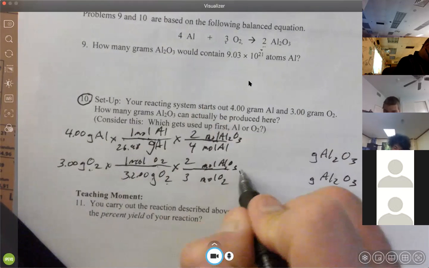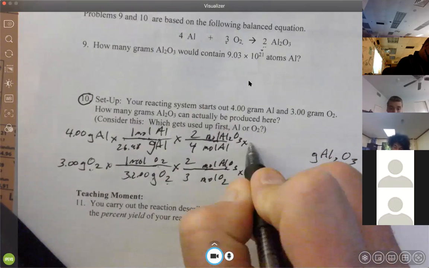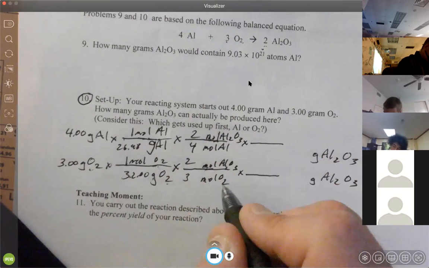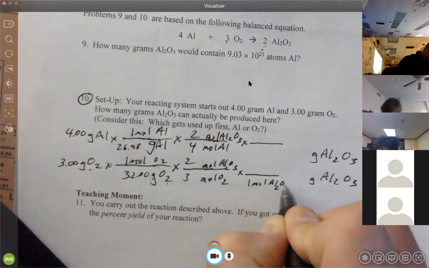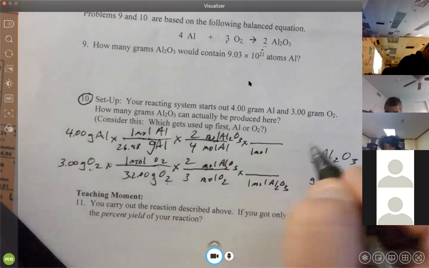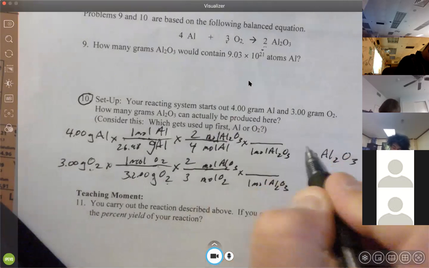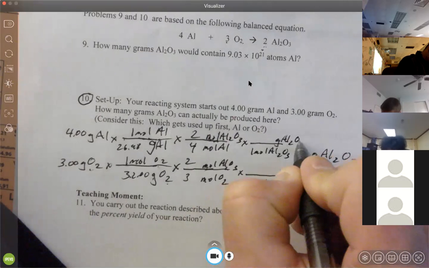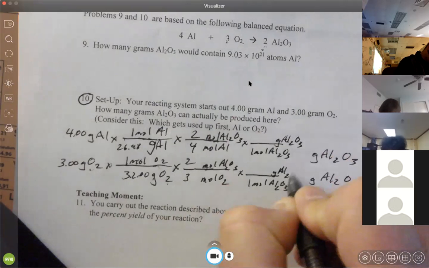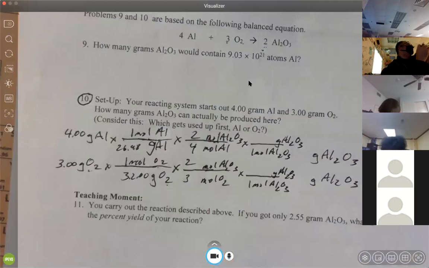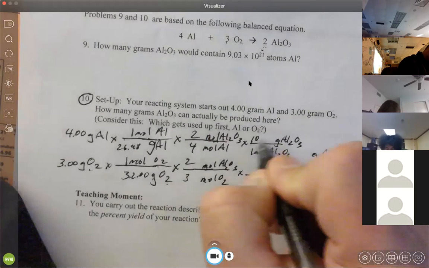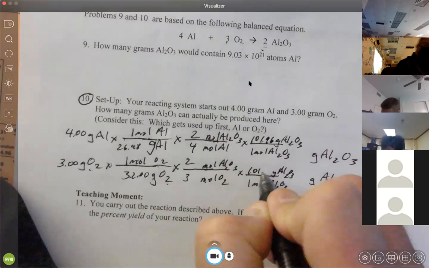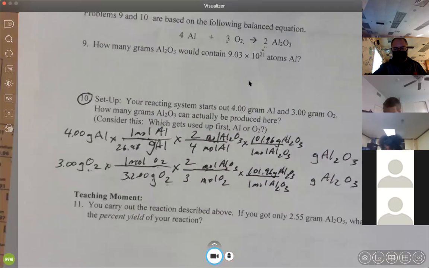We don't want moles, unfortunately, we want grams. So again, we're going to use that mole train, that bridge, and go from every 1 mole of aluminum oxide to how many grams of aluminum oxide? Let's look it up. 26.98 times 2 plus 16 times 3. The answer is 101.96. 101.96 grams is 1 mole of aluminum oxide.